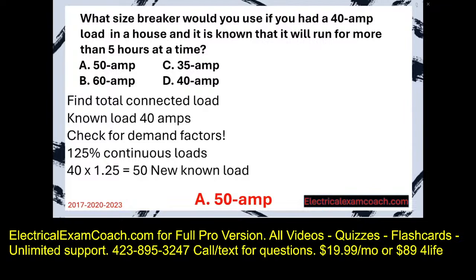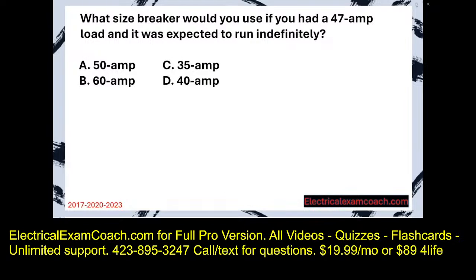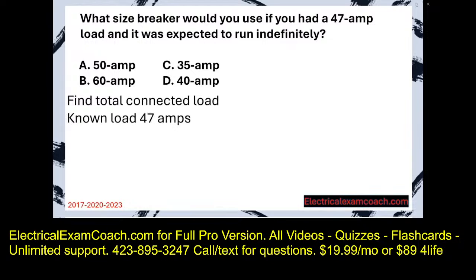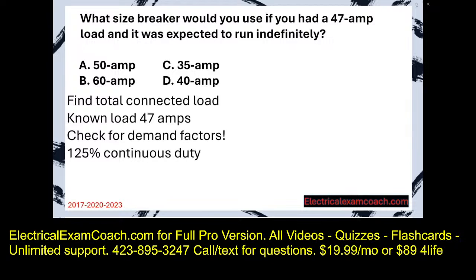Let's get to it. What size breaker would you use if you had a 47 amp load and it was expected to run indefinitely? Step 1, find the total connected load. Our starting known load is 47 amps. Now we check for demand factors. And in this case, it gets that 125% continuous duty, just like a continuous load.